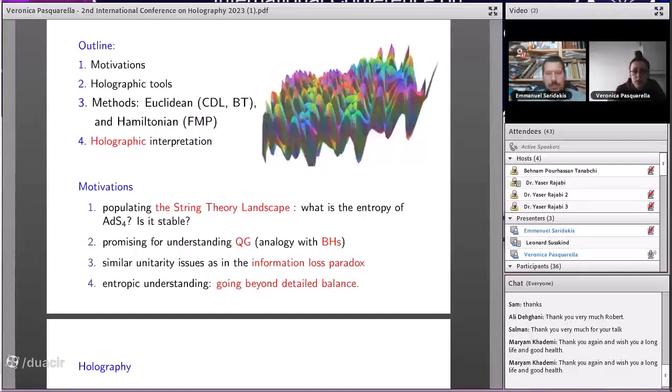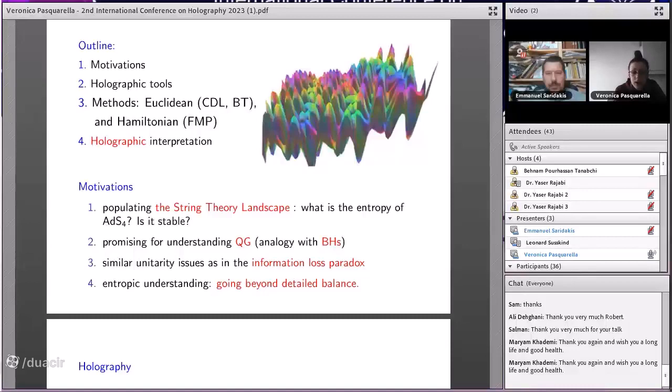So the motivations, first of all, the population of the string theory landscape, because most models account for anti-de Sitter or Minkowski as the four-dimensional part of the string theory setups, plus compactifications. So addressing the stability of anti-de Sitter is a natural question arising in string theory. Studying transitions is also a promising setup for understanding quantum gravity at the same level of black hole physics.